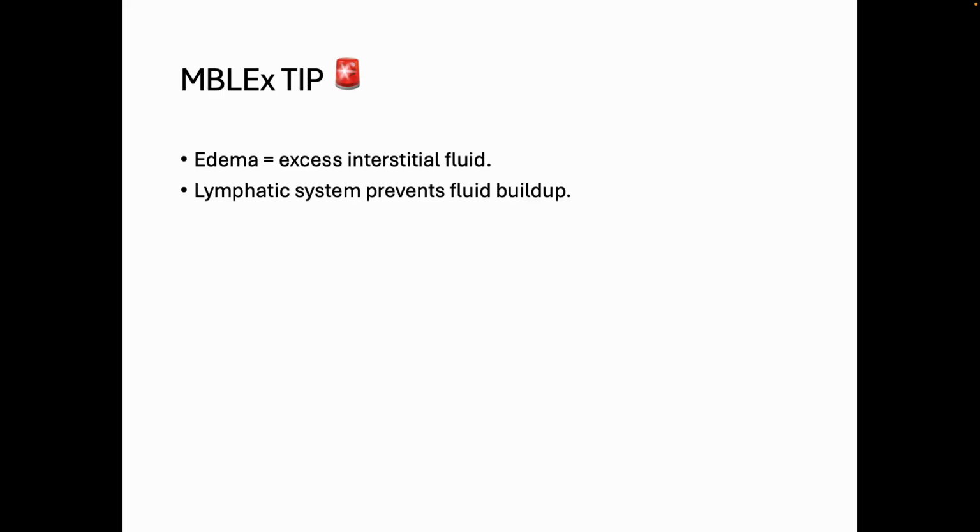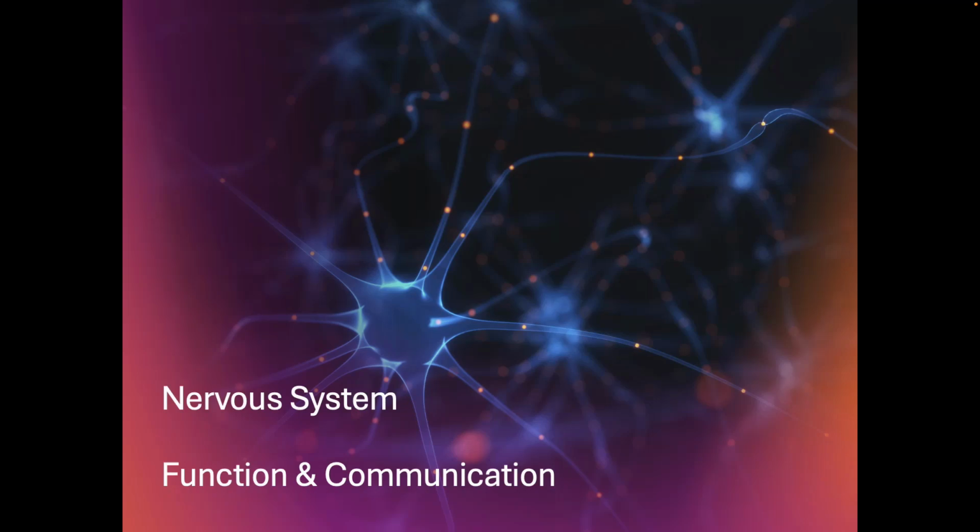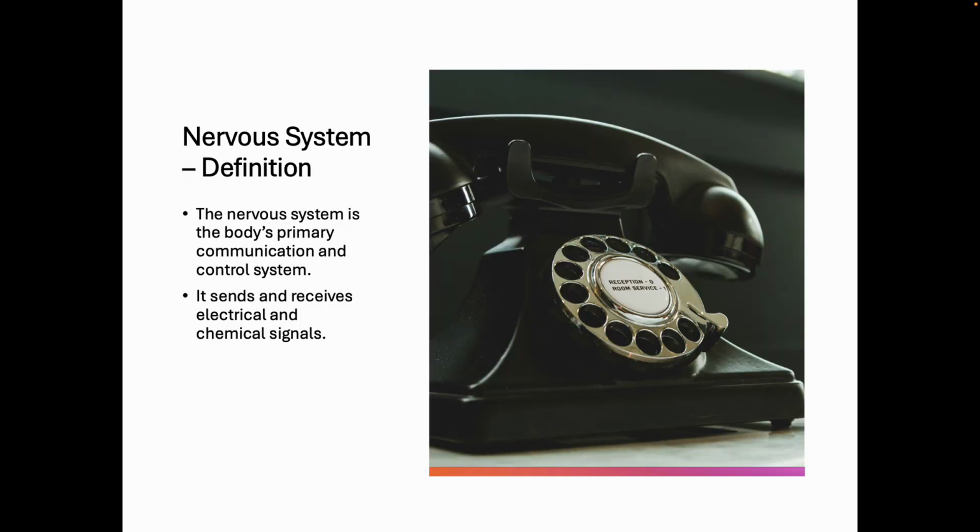All right, MBLEx tip: edema equals excess interstitial fluid in the space, right? The lymphatic system prevents fluid buildup. Now, nervous system, baby. Just sing for each one.